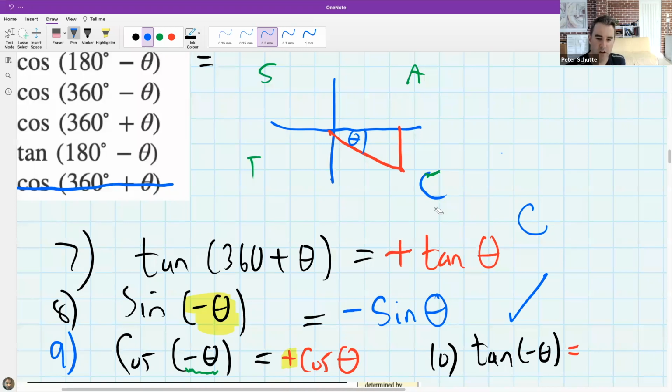And the answer for number 10 is negative tan theta. Perfect. Can you see why that one has to be negative? Because in that quadrant, tan is negative.